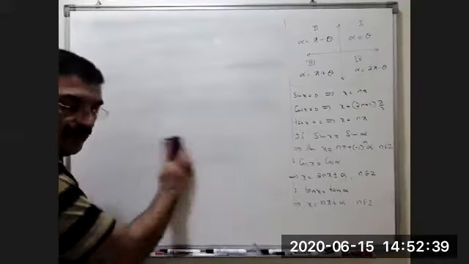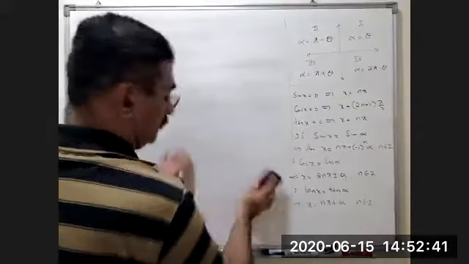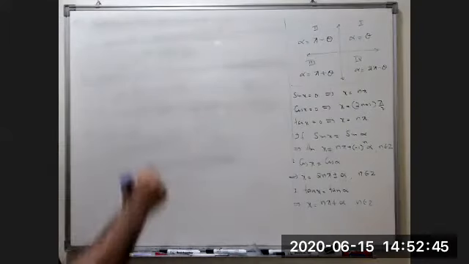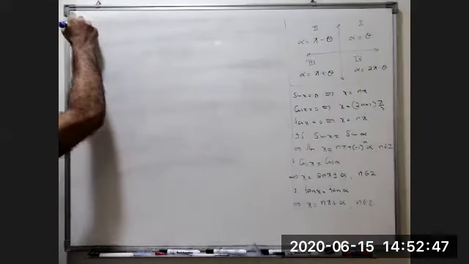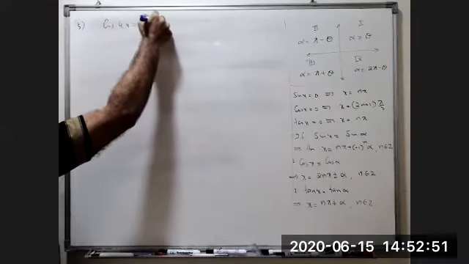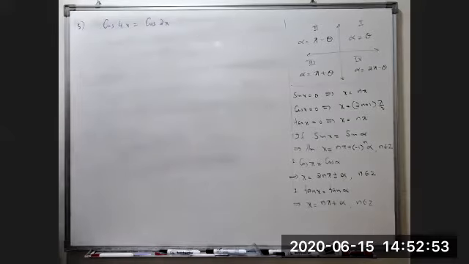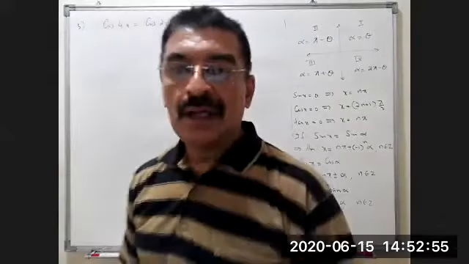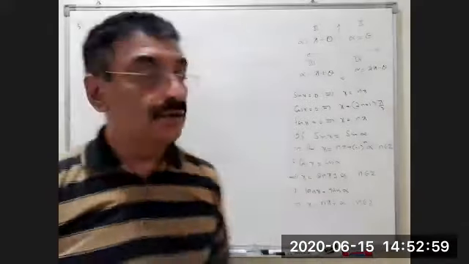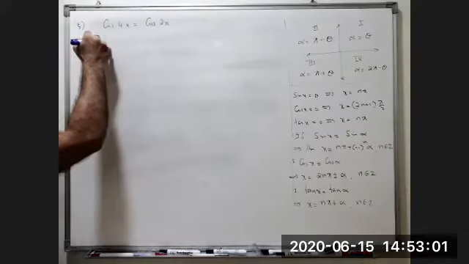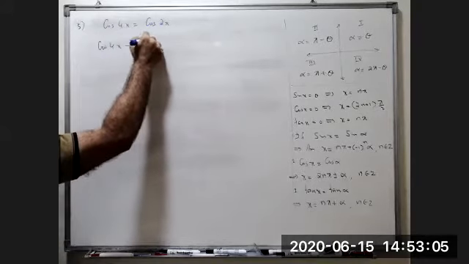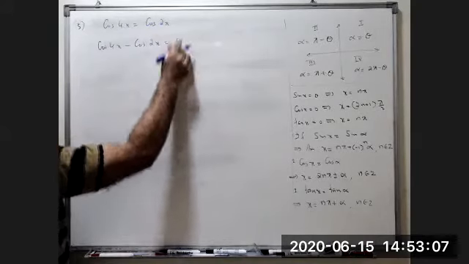Question number 5, it is to solve. Here it is given to find general solutions: cos 4x is equal to cos 2x. If you get trigonometric equations with cosines on both sides, take everything to one side. Cos 4x minus cos 2x is 0.